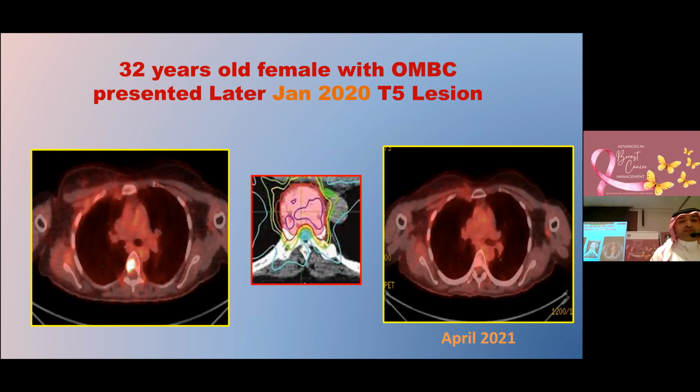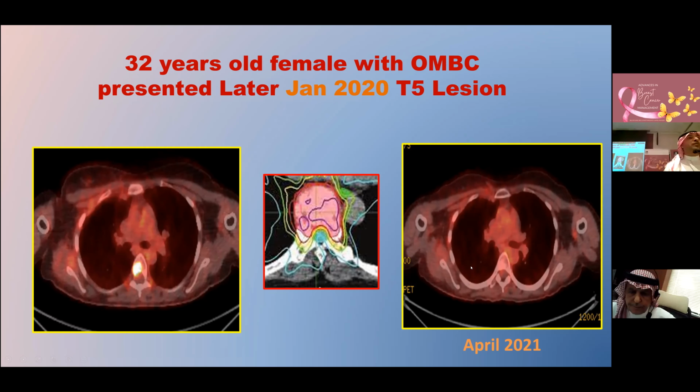So we did a PET CT and found that there is a lesion at T5. So we did an MRI and assessed the spinal cord tolerance to stereotactic ablative body radiotherapy, and she had a stereotactic ablative dose to that T5 lesion. And later on, in April 2020, as you can see, we confirmed the complete response of the T5 lesion, and we labeled the patient as having a complete response.